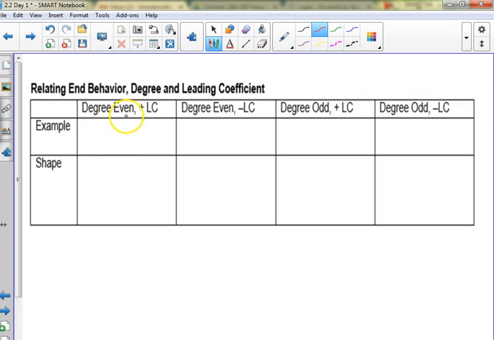An example of an even degree with a positive leading coefficient. X squared, okay? 7x to the 4th minus 2x plus 5. Doesn't matter. There's a couple examples. The end behavior is going to look like what? Yes, both going up. Might look like that, or it might look like this. I don't really know. Doesn't matter. Both ends up. Okay? Y approaches positive infinity on both ends.